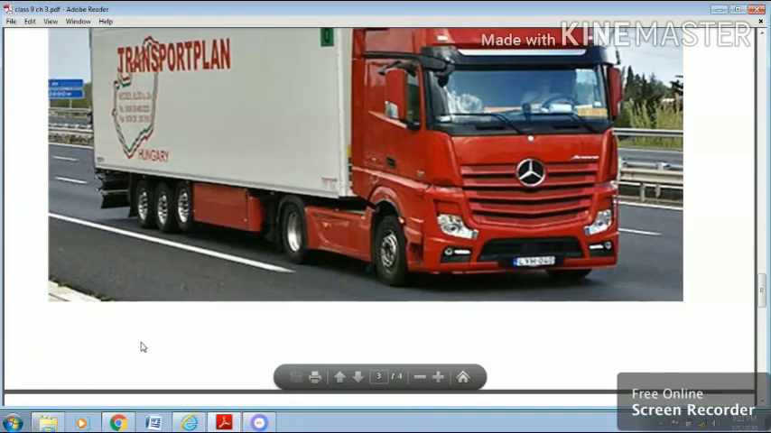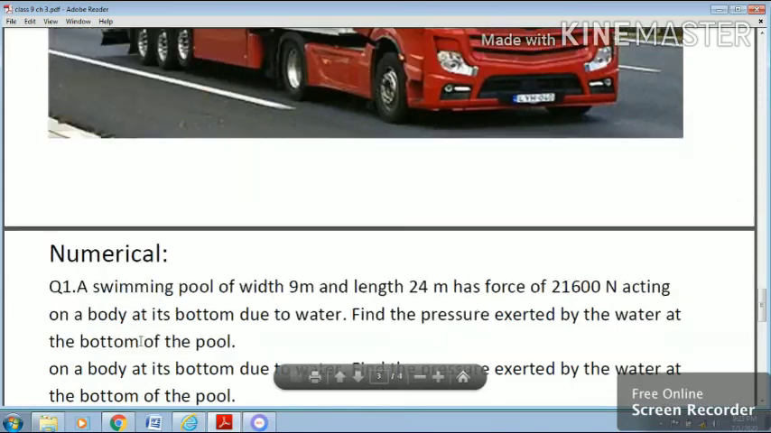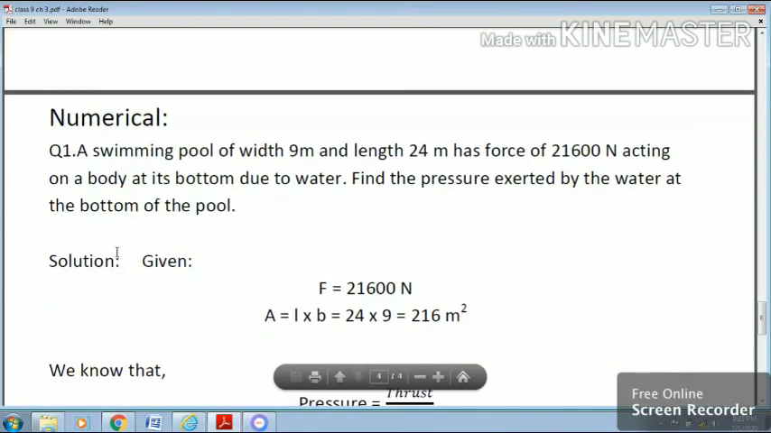So according to our requirement, you can see the increase in area of contact and decrease in area of contact, and hence there is a change in pressure. Now here is one numerical for you. A swimming pool of width 9 meter and length 24 meter has a force of 21600 Newton acting on a body at its bottom due to the water. Find the pressure exerted by the water at the bottom of the pool.